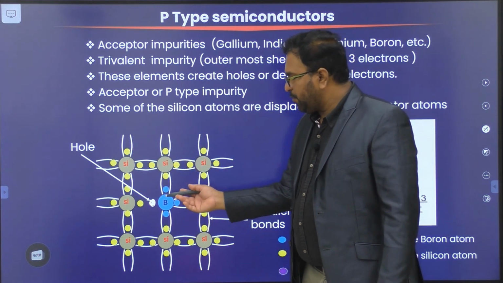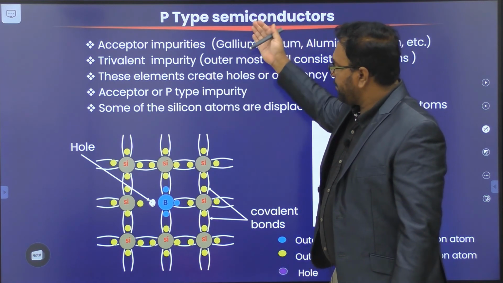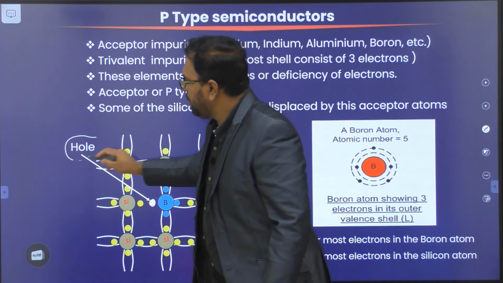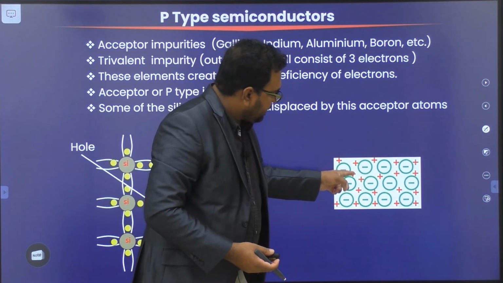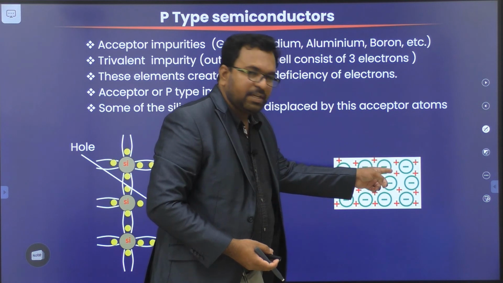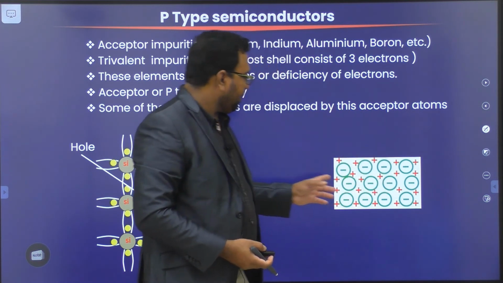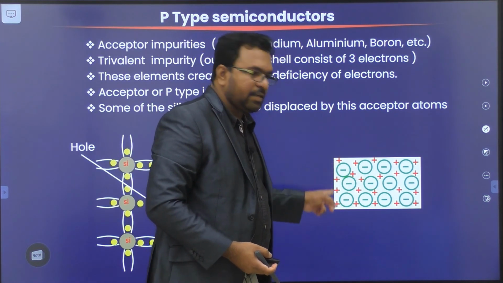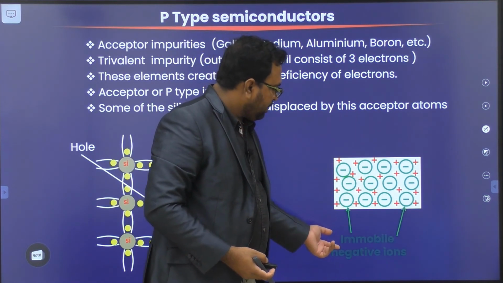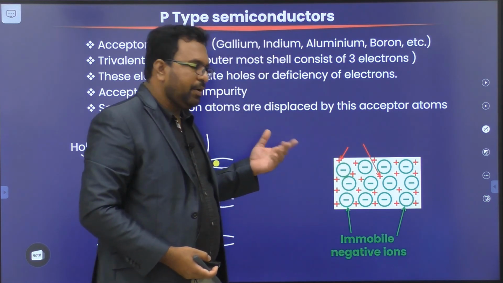Since we are going to treat holes as positive charges, the majority charge carriers in p-type semiconductors are nothing but holes. If you observe, the majority charge carriers are plus. The holes are indicated by the plus sign, and those are free to move. And what about the electrons? There are no free electrons and all the electrons are bonded. That's why we have indicated the electrons inside a circle. So the electrons are immobile here and the holes are free to move.